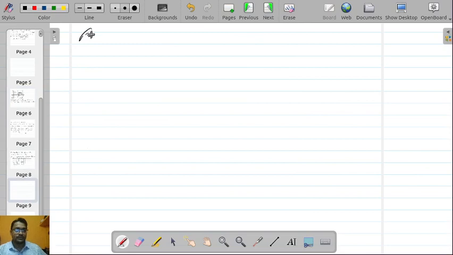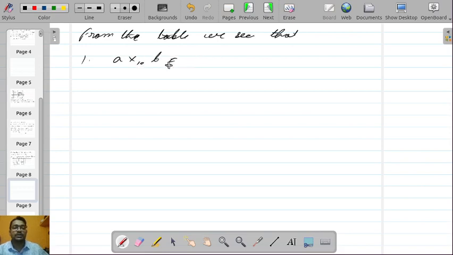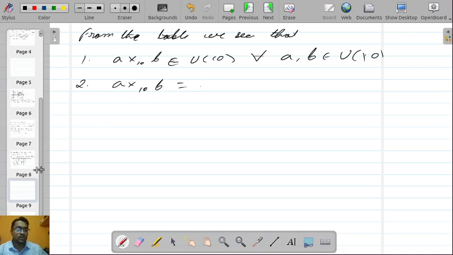Okay, so from the table we see that number one, this closure property, A into B mod 10 is in U10 for all A, B inside U10. Okay. And number 2, we also see that A into B mod 10 is equal to B into A mod 10.